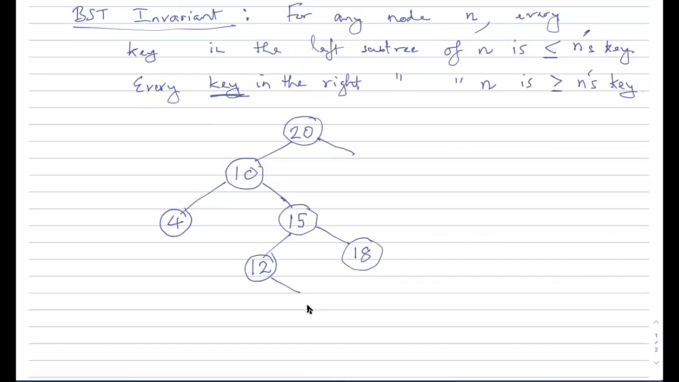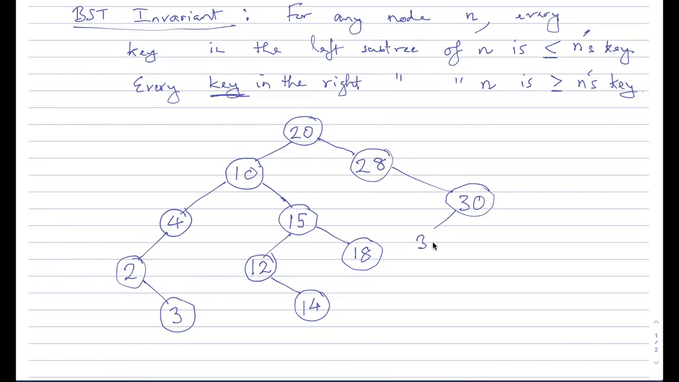I can put here on the right side 14, which is also fine because 14 is still less than 15, but 14 is greater than 10, which is fine. 14 is less than 20, which is fine. And then here you can have 2, you can have 3. So both 2 and 3 are less than 4, so it's perfectly fine. And on this side, I can have 28. And then on the right hand side, you can have 30.